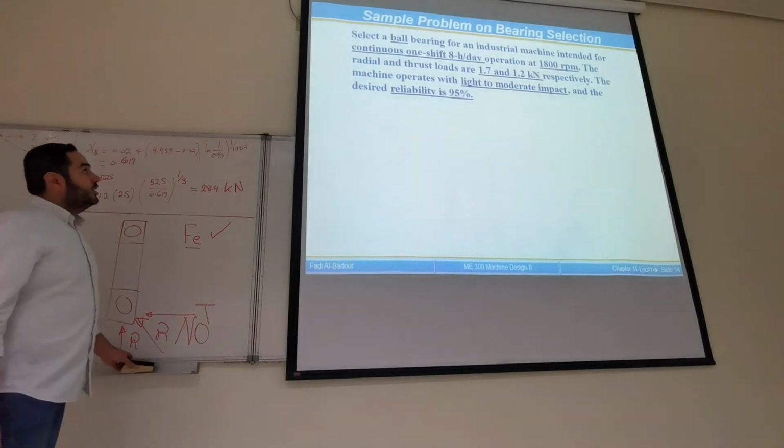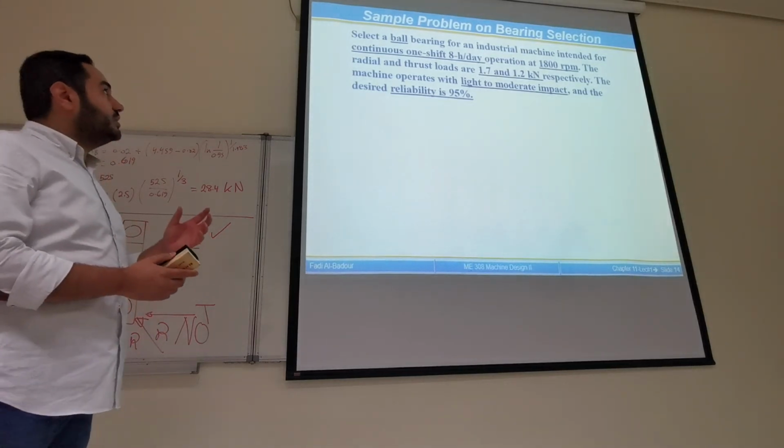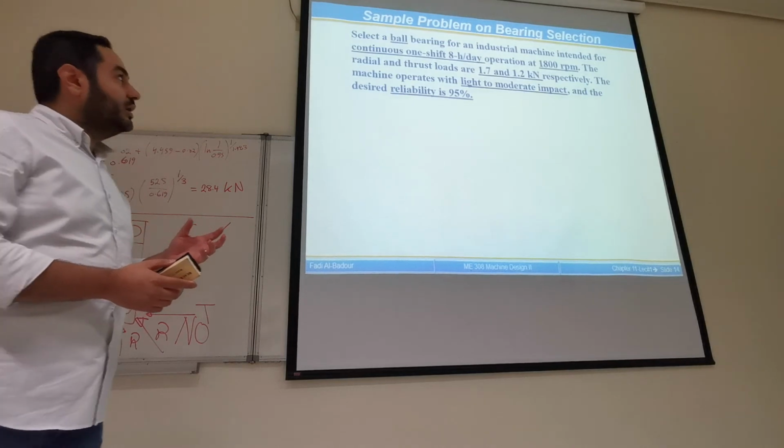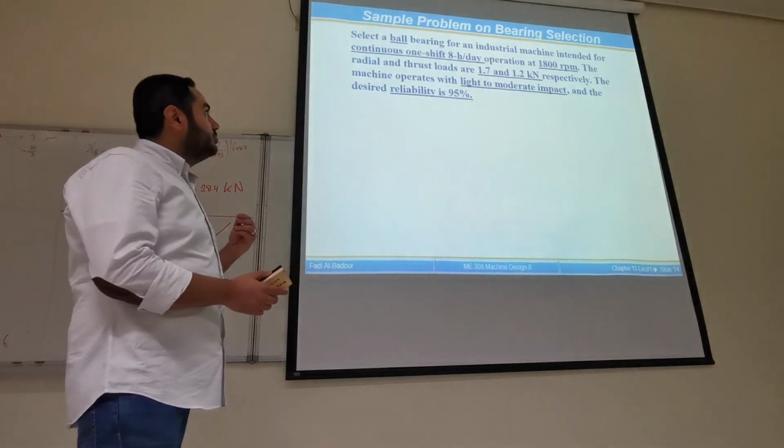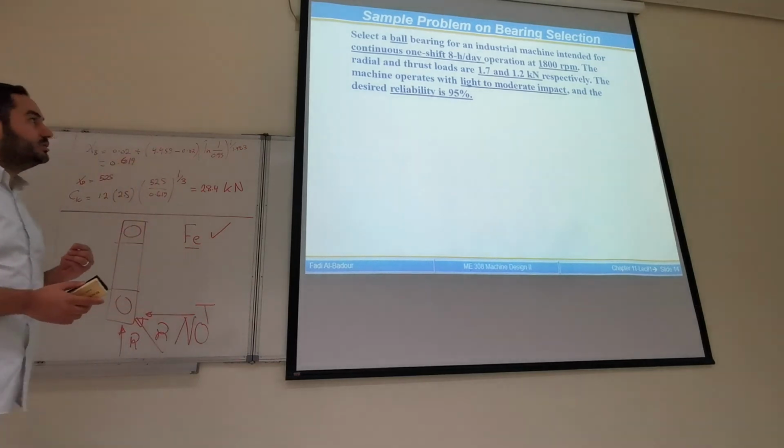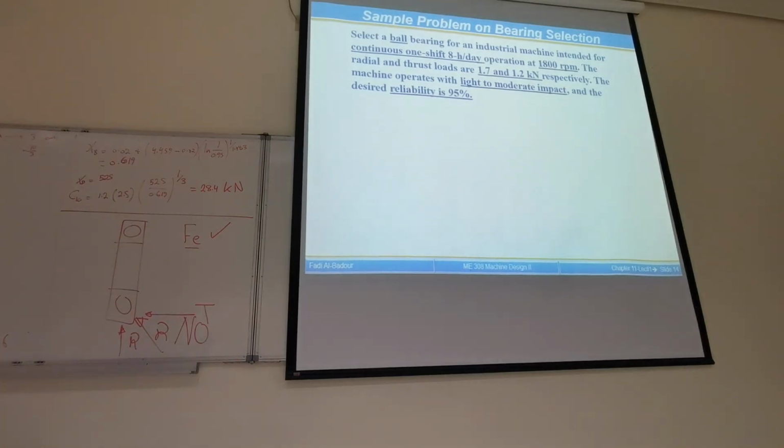So in this problem, he's asking us to select a ball bearing for an industrial machine intended for continuous one shift, 8 hours a day operation at 1,800 RPM. Radial load and thrust loads are given. The machine operates with a light to moderate impact load. So this is for the application factor. Desired reliability 95%.